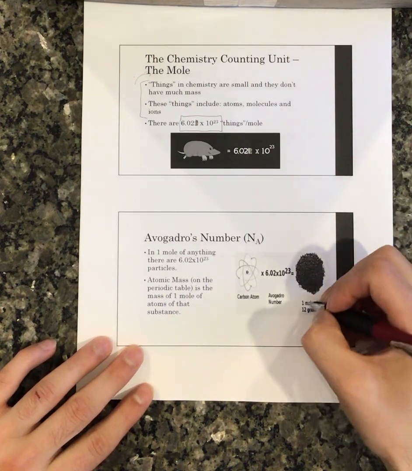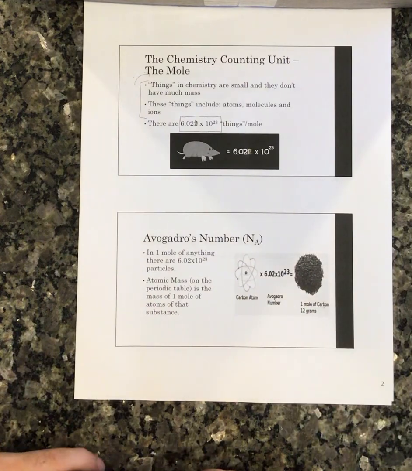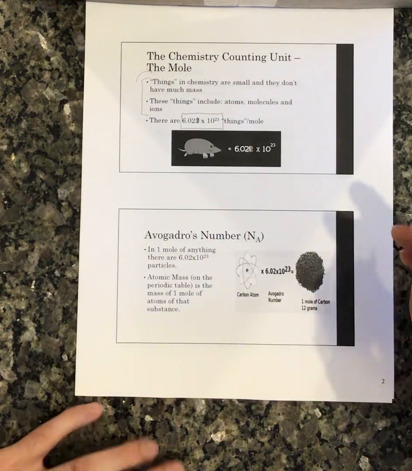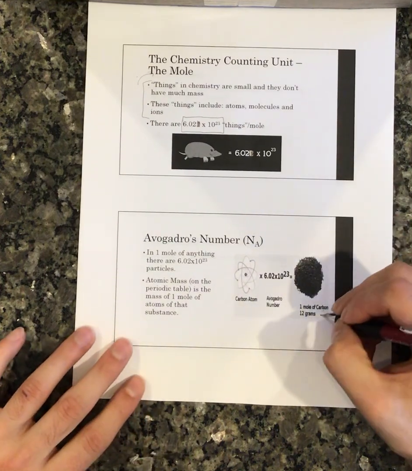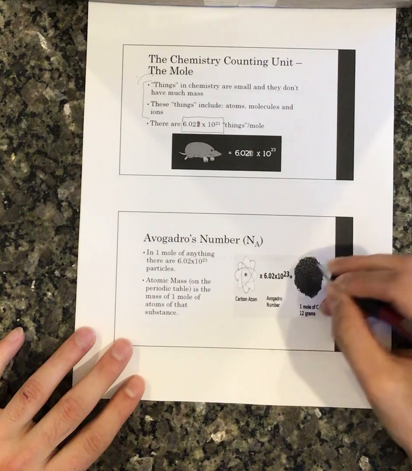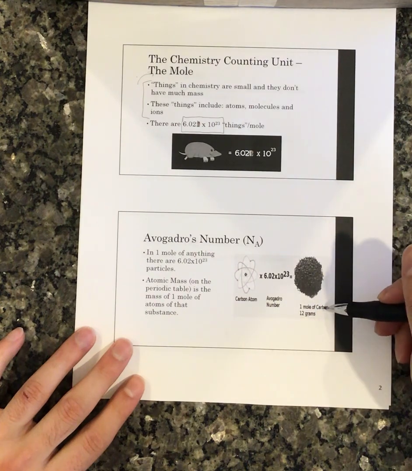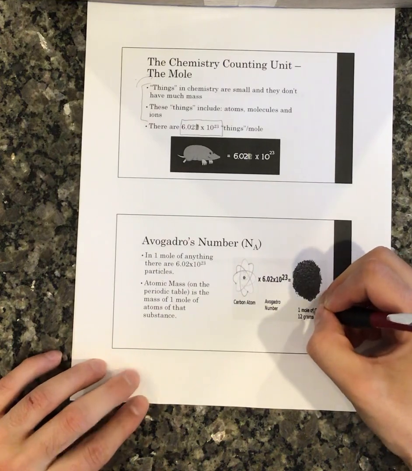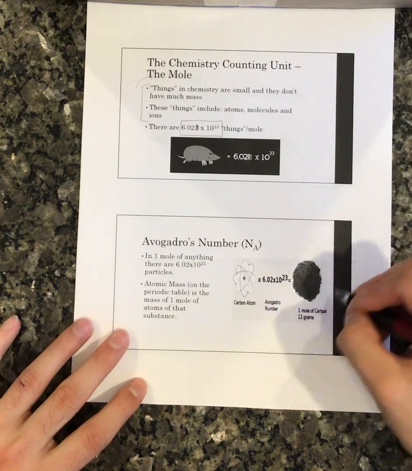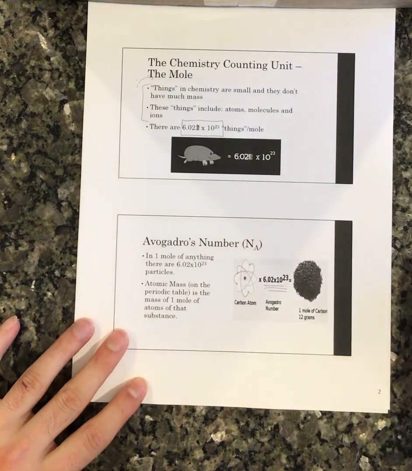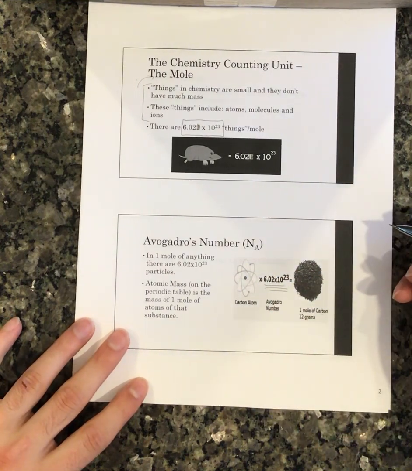And he figured, or estimated, a really close estimation, because it's impossible to count it exactly, that 12 grams of carbon, and carbon is solid at room temperature, so if you had 12 grams of solid carbon, he called that 1 mole. And he said that in those 12 grams of carbon, there were this many particles. So that's why he came up with this number.